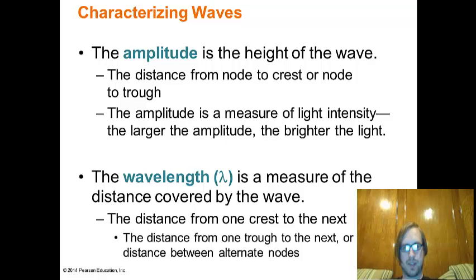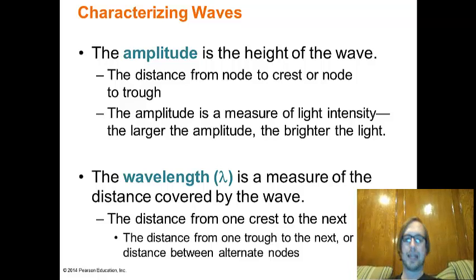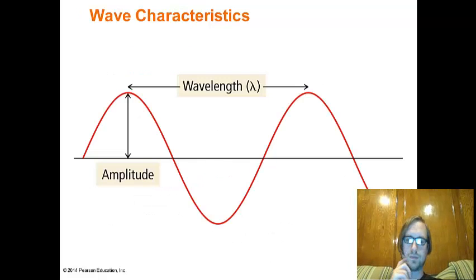Wavelength, represented by our fun little Greek letter there, lambda, is a measure of the distance covered by the wave. Now, when I say the distance covered by the wave, that means it's a single cycle, from one trough to the next, from one crest to the next, from one node to the next. Just one cycle. How much distance do you need to complete one cycle? A very basic diagram.